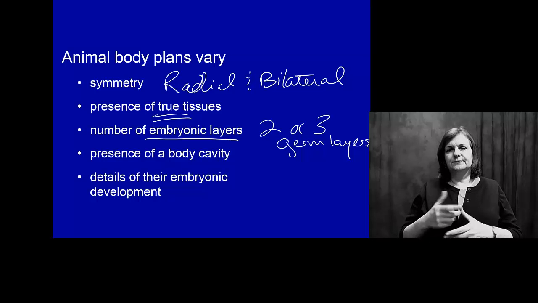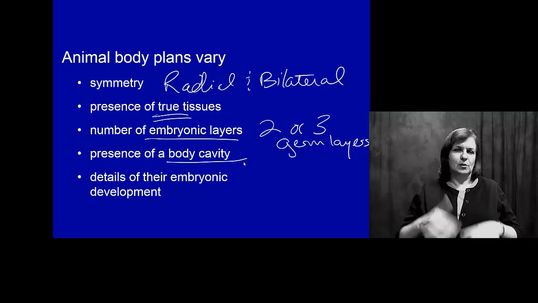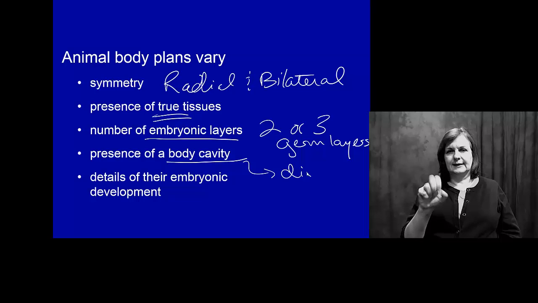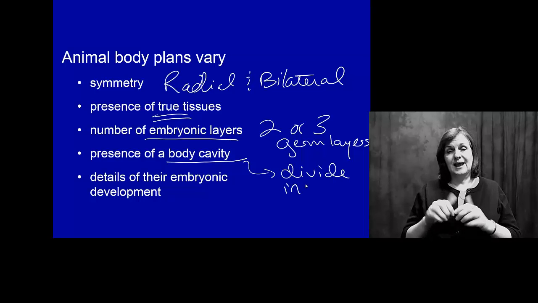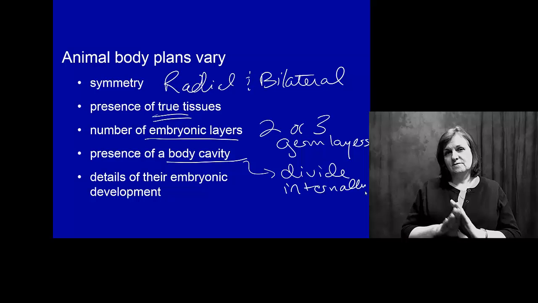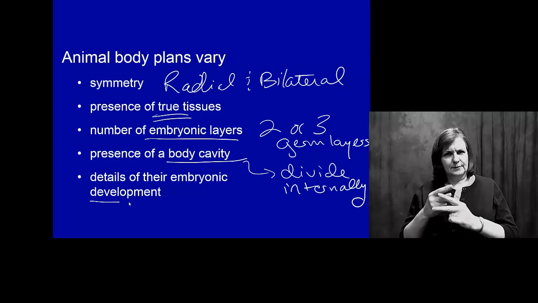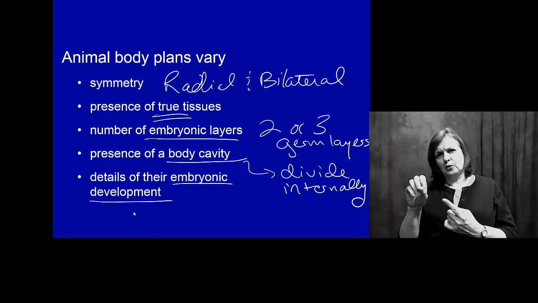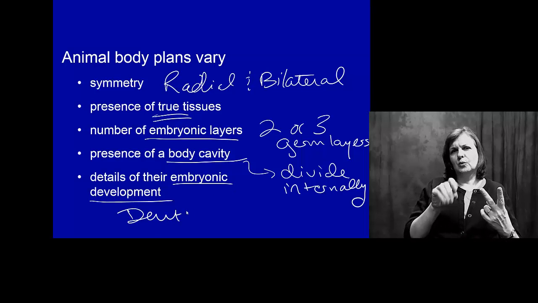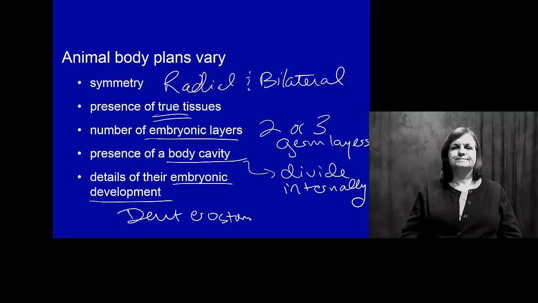Okay. This body cavity will become important. This helps us divide out the body internally and helps us protect critical organs. And then how the development in the embryo actually occurs. Some of you may remember these as deuterostomes and protostomes from when we actually talked about development.